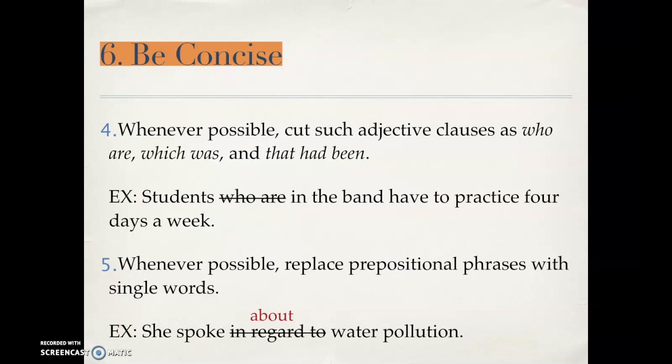Another way to be concise, number 5, says whenever possible, replace prepositional phrases with single words. Okay, this is going to be a tricky one for some of you because you guys are still a little fuzzy on what prepositional phrases are. But let's look at the example. It says, she spoke in regard to water pollution. You don't really need in regard to. Instead, you can have the word about. She spoke about water pollution. Okay, so again, don't try and add extra words into your sentences because you think it might make you sound smarter. Sometimes being clear and concise is actually the smarter route.